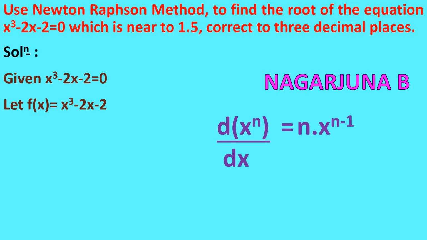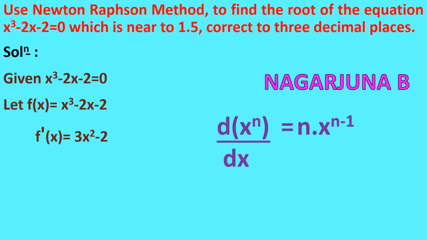Using this differentiation rule, we can differentiate f of x and we get f dash of x is equal to 3x square minus 2, because x cube means 3 into x to the power 3 minus 1. 3 minus 1 is 2. That means x square. Therefore, we get 3x square. And the second term, minus 2x, that is x to the power 1. That means 1 into x to the power 1 minus 1. 1 minus 1 is 0. x to the power 0 is 1. So 1 into 2 will be equal to 2.